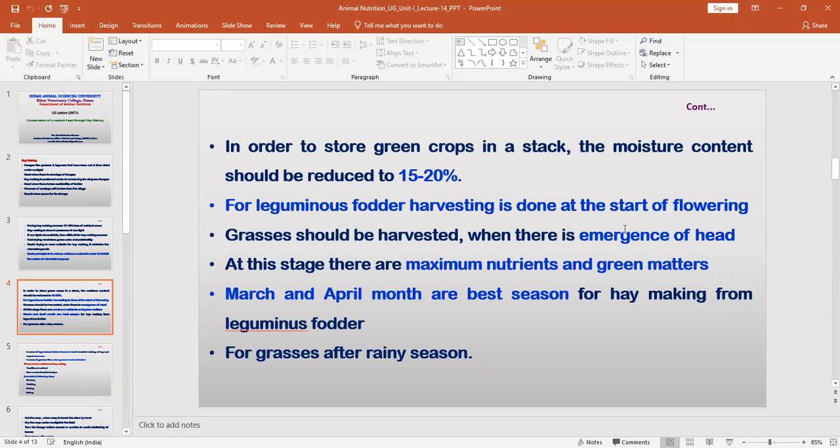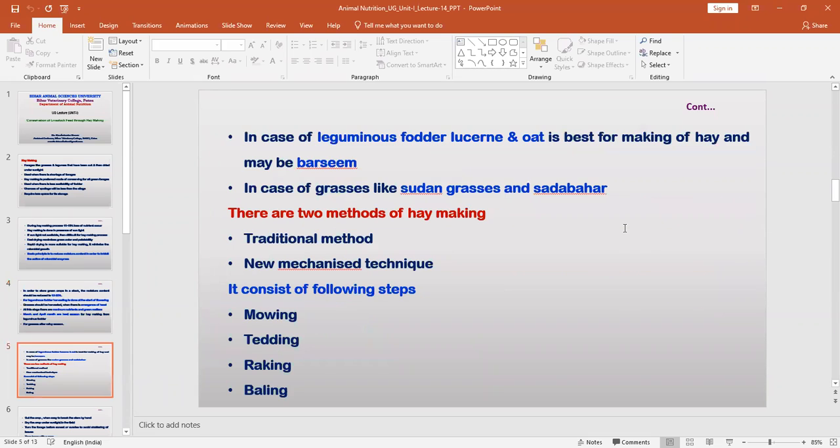In case of making hay from grasses, after the rainy season the grasses are available in more areas and in larger amounts, so we can harvest those grasses and prepare hay after the rainy season. When we talk about leguminous fodder, lucerne, oats, and berseem are the best fodder for the preparation of hay.